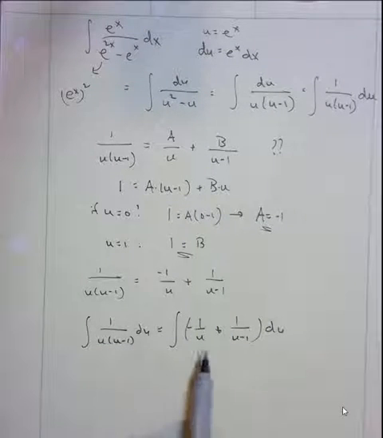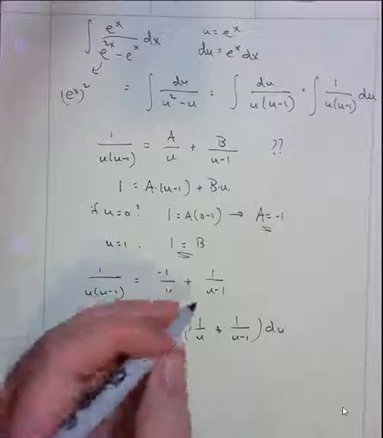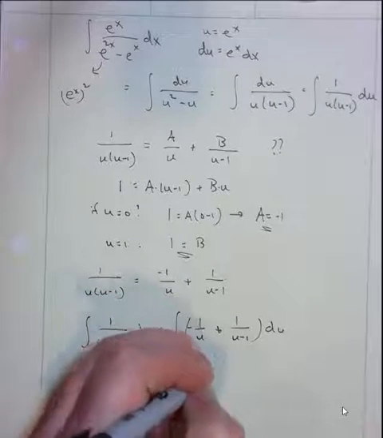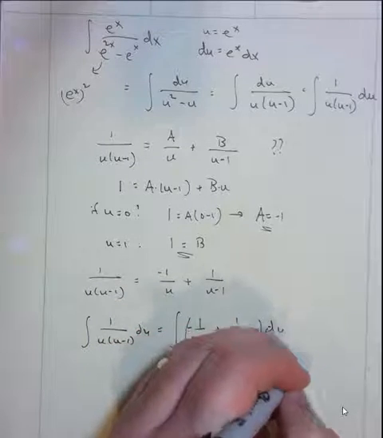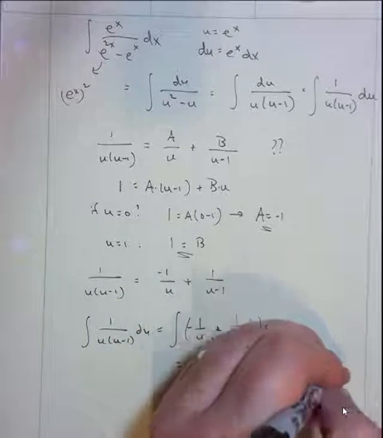Can't do it? Haha, can do it. This is negative natural log of u. This is natural log of u minus 1. And we have a big plus c.